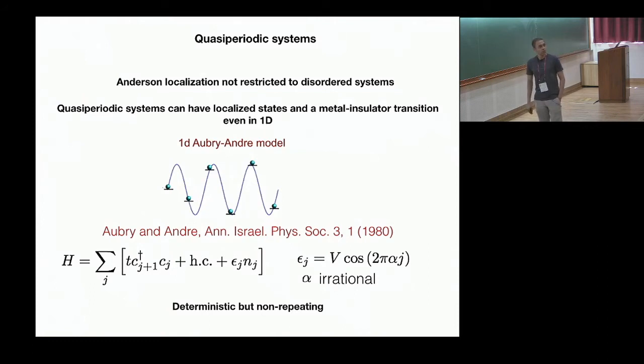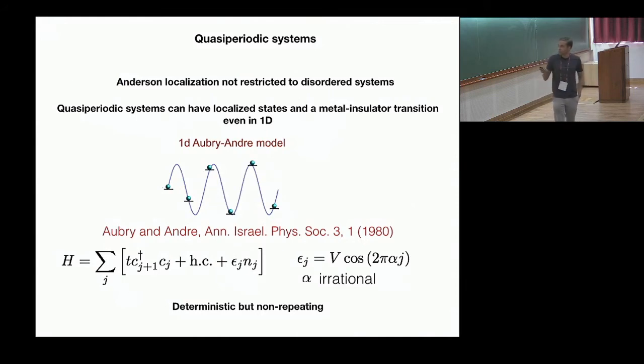Okay. So an irrational alpha assures that the potential doesn't ever repeat itself. So it is not commensurate with the lattice. And so you have a non-repeating potential, which is similar to what you have in the disorder case, because in the disorder case, when you draw these potentials from a random distribution, it is again essentially a probability zero event that your potential is going to repeat itself.